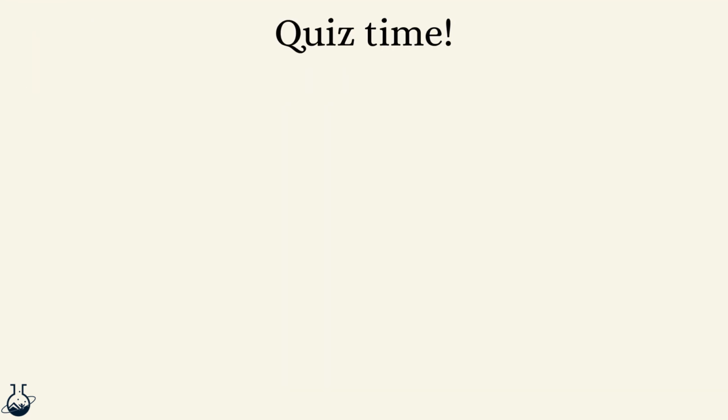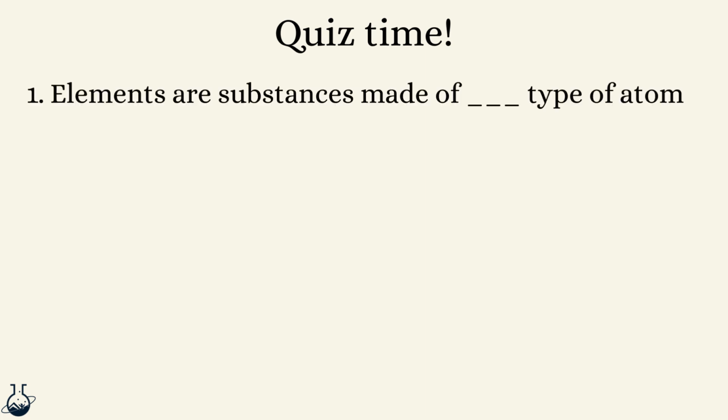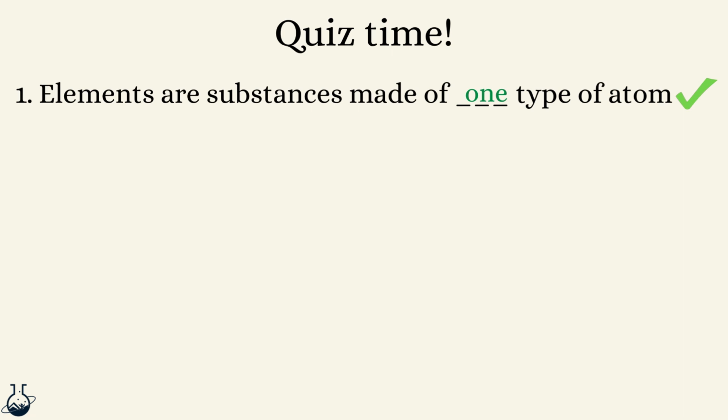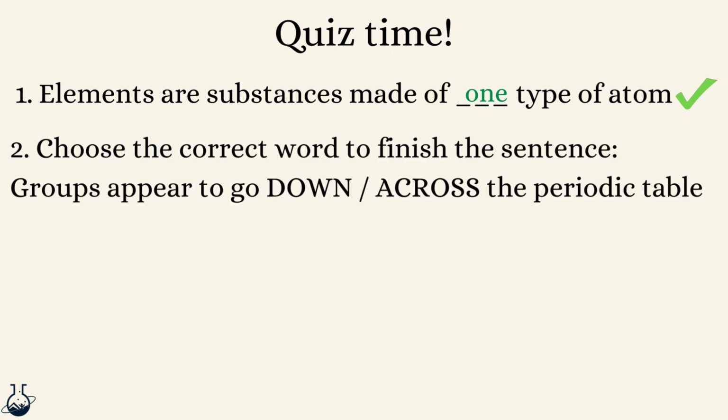Time for our end of video quiz to see how we're doing with our learning. Question 1. Elements are substances made of something type of atom. 1. Well done. Question 2. Choose the correct word to finish the sentence. Groups appear to go down or across the periodic table. Good job, they go down the table.